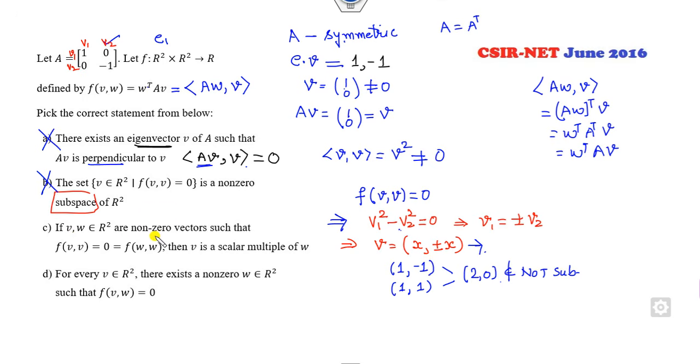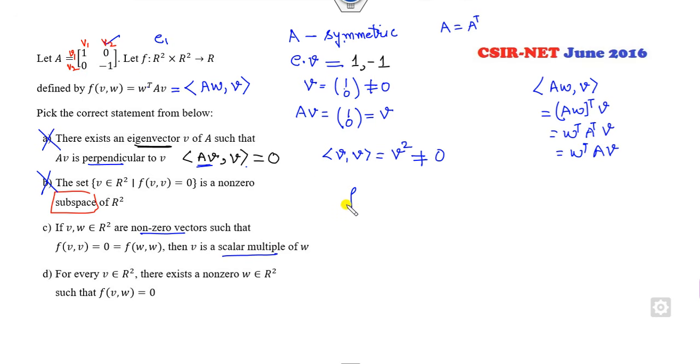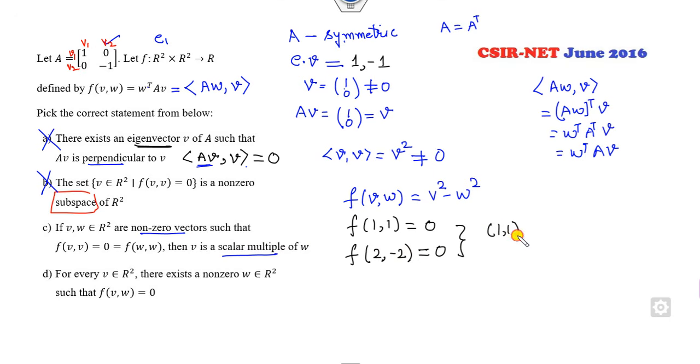V and W are two non-zero vectors such that their images are the same, then they are scalar multiples. Again, very simple, you can think about this. If I consider this value, what will happen? It is nothing but V square minus W square. So clearly, if I take 1 and 1, it's 0. If I take 2 and 2, then it's a scalar multiple. If I take 2 and minus 2, again it's 0. But can you write 1 comma 1 as a scalar multiple of this? You can never write. So the scalar multiple option is cancelled. So the right answer is D.